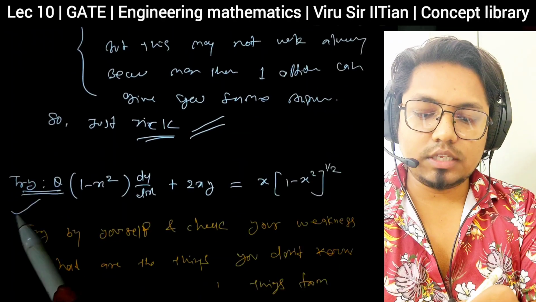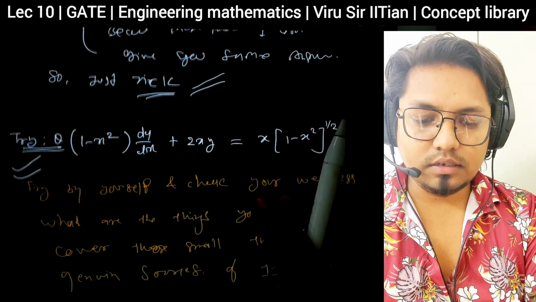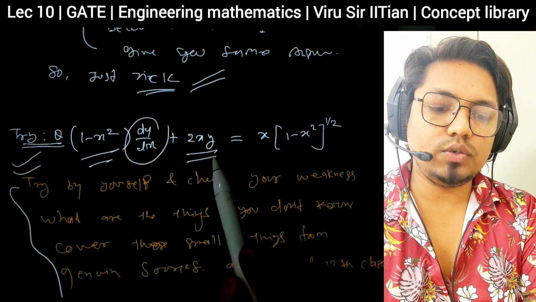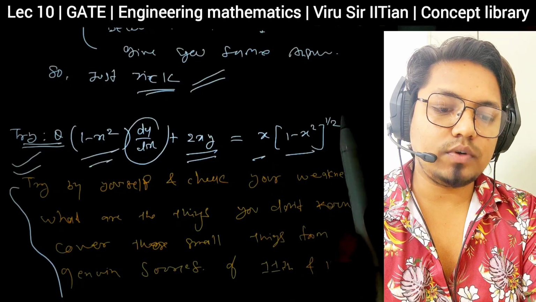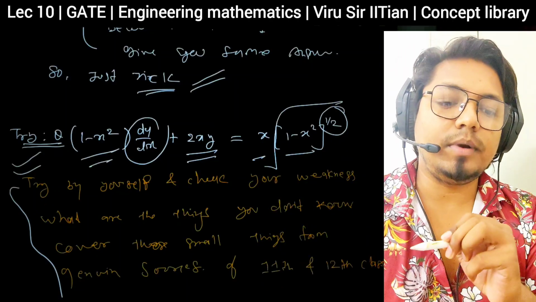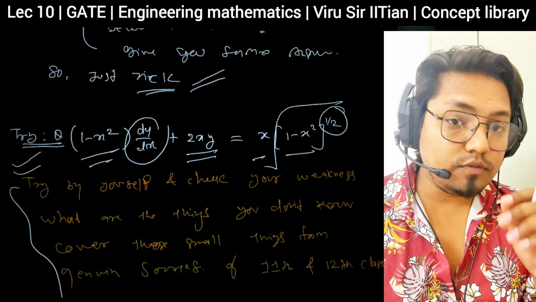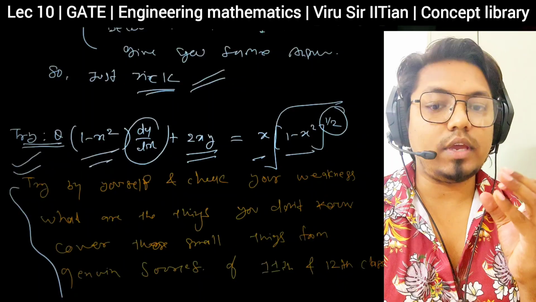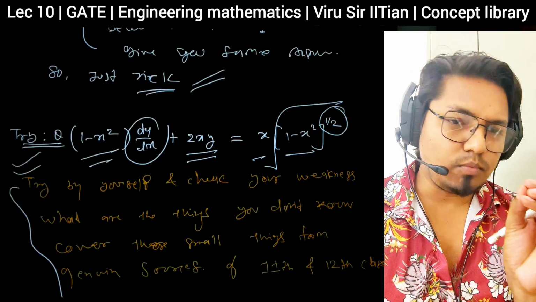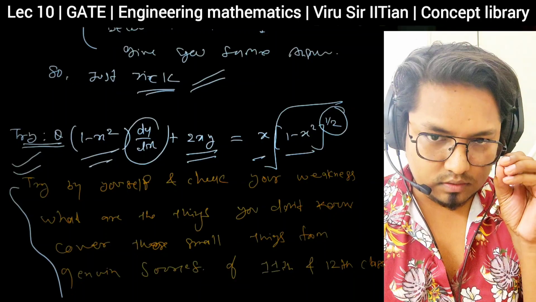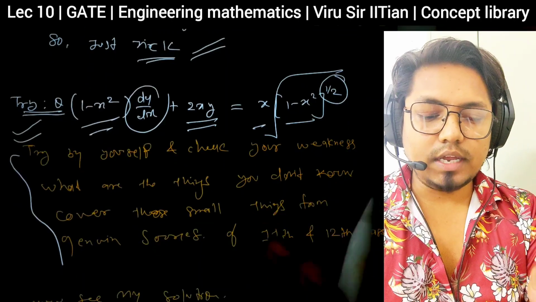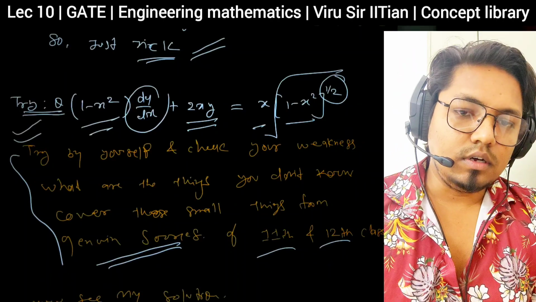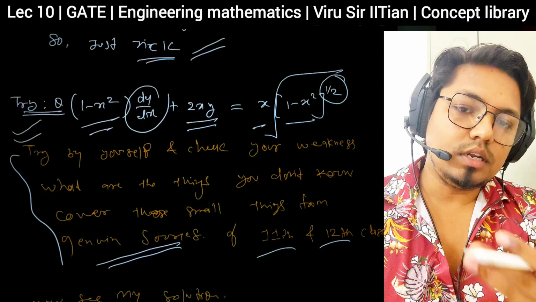Try this question by yourself: (1 minus x square) dy by dx plus 2xy is equal to x times (1 minus x square) whole power 1 by 2. This means it is under root 1 minus x square. Try by yourself, because only then will you understand what weaknesses you have. You may have weakness in integration, or some small tricks you are not able to use in this question. In that case, use your authentic, genuine sources from 11th and 12th class. Whatever books you have read, refer to those books again.